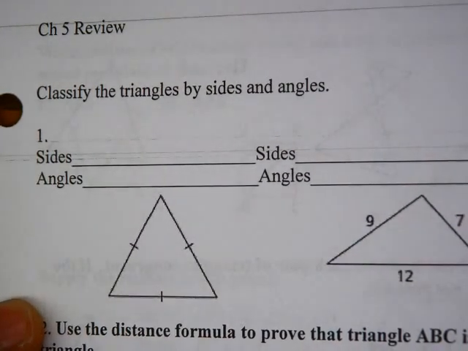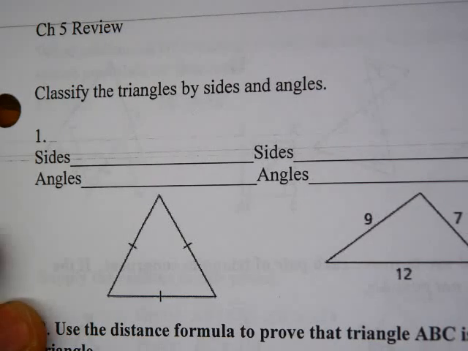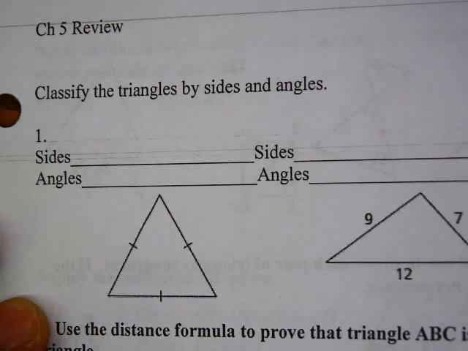What the problem means when it asks you to classify the triangle by sides is how many sides are equal in your triangle. If there are no sides equal, scalene. If there are two sides equal, the triangle will be isosceles. And if there's three sides equal, the triangle would be equilateral.